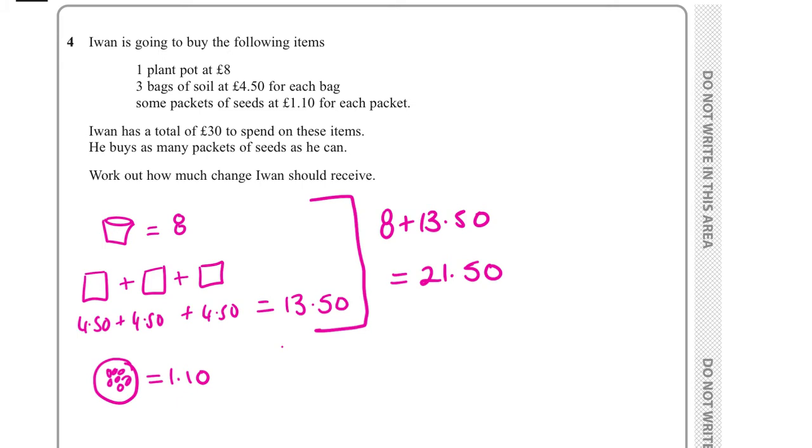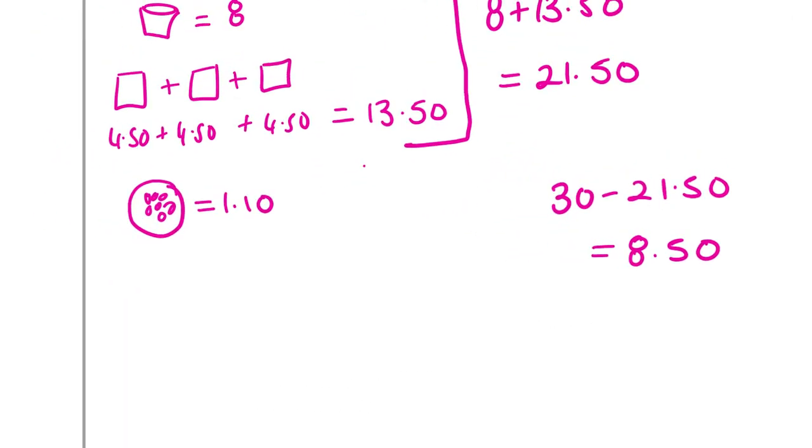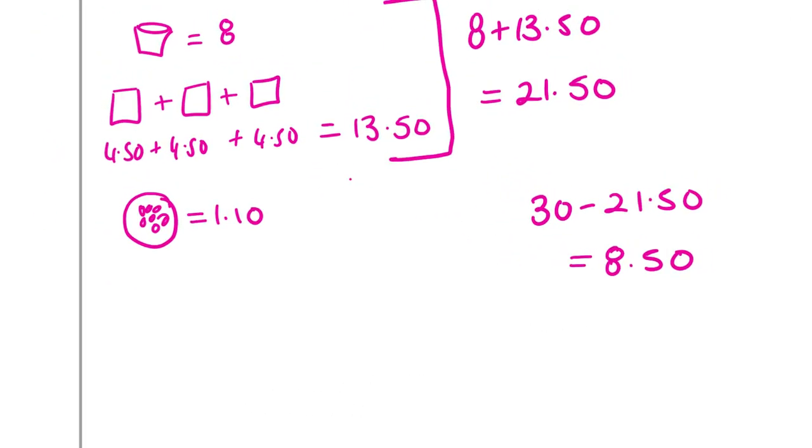So how much does he have left? Well, that means 30 minus 21.50 is going to be £8.50. So he's got £8.50 after he's bought his plant pot and his soil, okay? He's got £8.50 left from the £30. How many bags of seeds can he get? Well, we can do this a few ways. We can literally, if we wanted to, count up. £1.10. What if he got 2 bags of seeds? That's £2.20, isn't it?